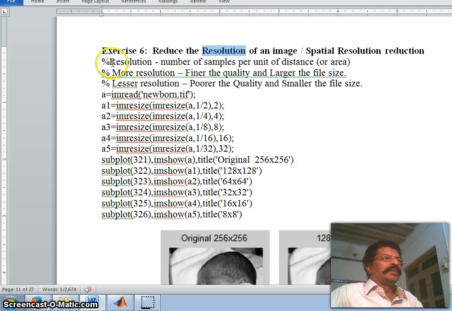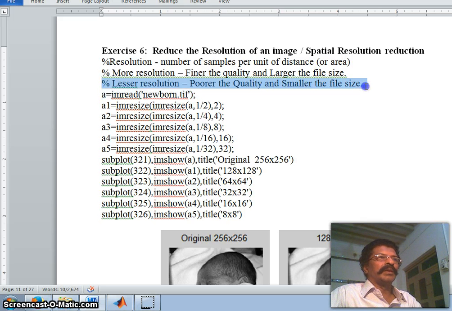The basic, simple definition of resolution is the number of pixels per unit distance, or you can have it as a square area. So, the number of pixels per unit distance. The higher the resolution, the finer the quality of the image, and at the same time the size of the file will be larger. The lower the resolution, the poorer the quality of the image and the smaller the size of the file.